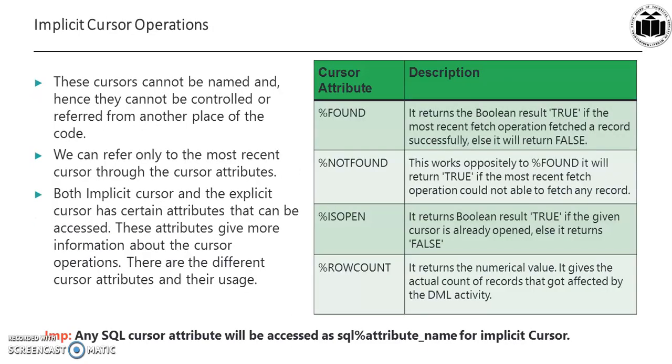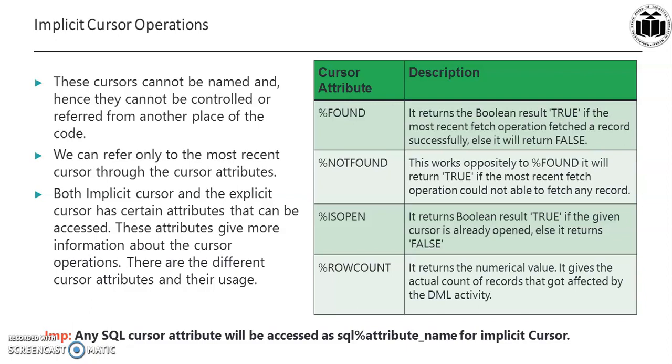So the next topic is about attributes of cursors and how we can operate cursors. These cursors cannot be named and hence they cannot be controlled or referred to from another place in the code. So here we are talking about implicit cursors. This type of cursor is declared and managed by PL/SQL automatically. That's why the user is not aware of the names of those cursors, and cannot control or manage them.